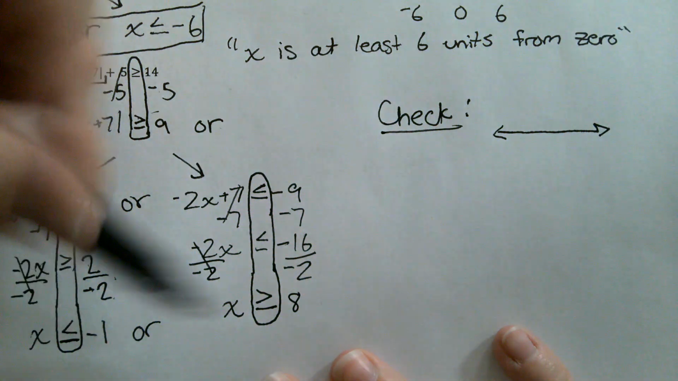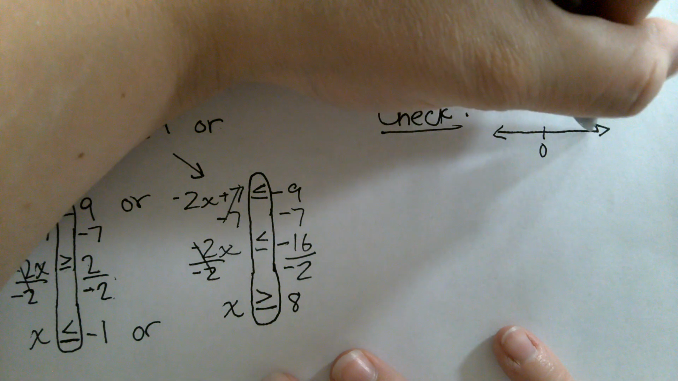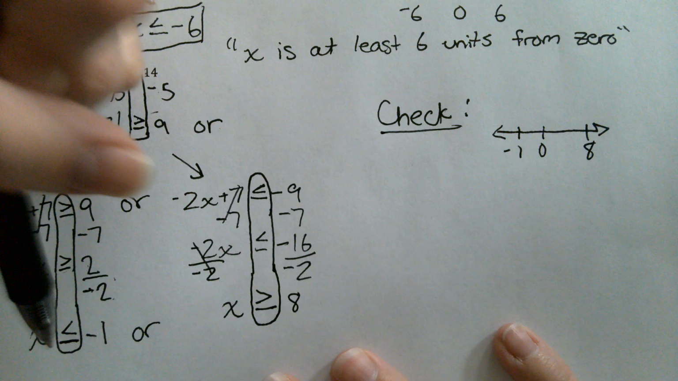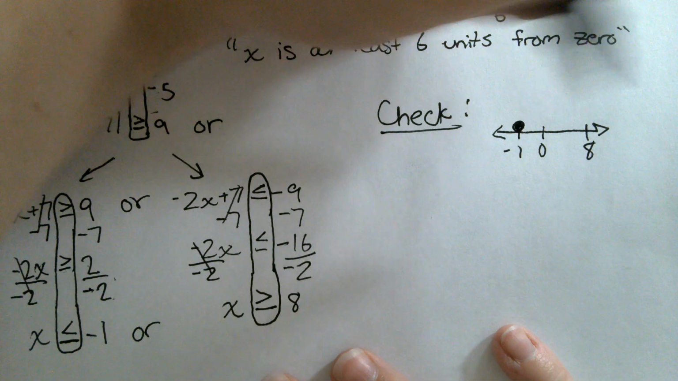On the graph, I've got negative 1 and positive 8. So I'm going to put 0. 8 is to the right. Negative 1 is on the left. We've got the or equal to in both of them, so we're going to have that closed circle.